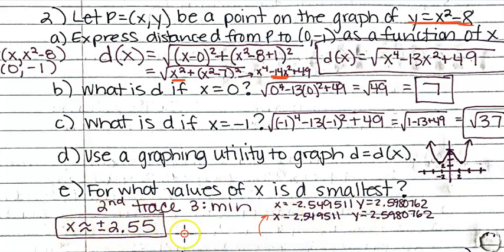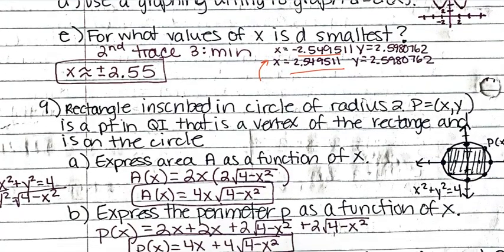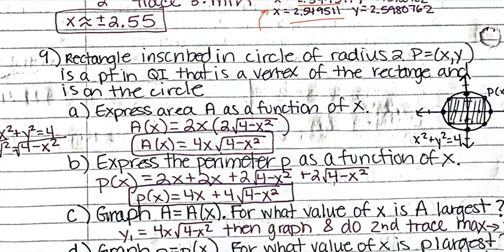I said x is about positive and negative 2.55 because it says for what values of x. So it doesn't ask what is the smallest distance. If it did, the y value would be the answer, but it's asking for the x there. All right, moving on then, number 9 was asked about.